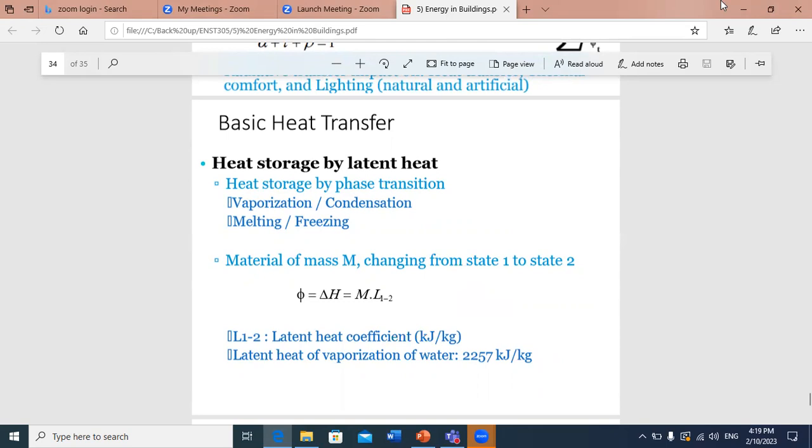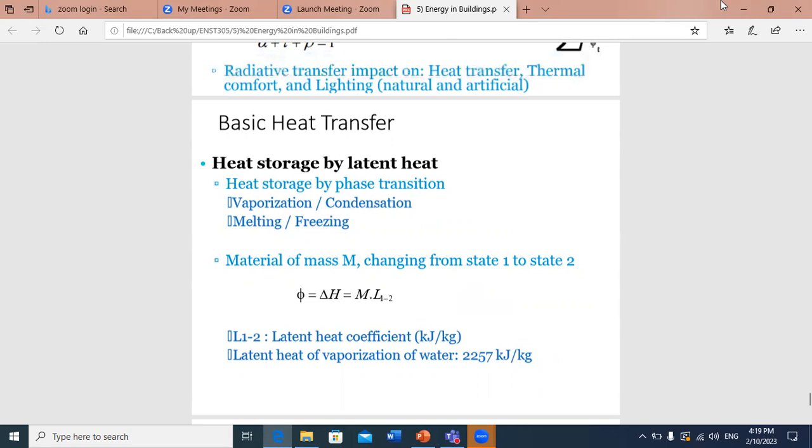We have several possibilities that we'll discuss after. We can use phase change material. We can use a material with a high specific heat capacity, etc. Now, whenever we talk about heat storage, one possibility is phase transition. So when we say, for example, PCM, phase change material, the idea is the following.